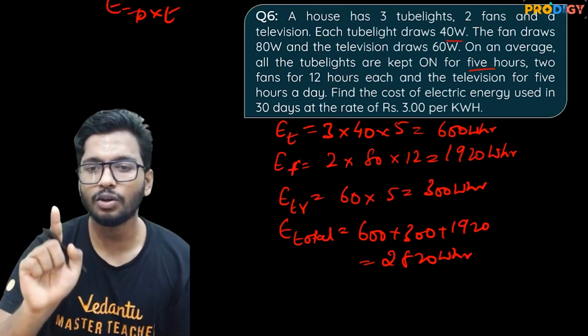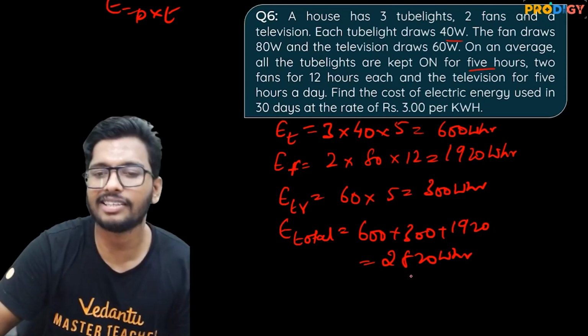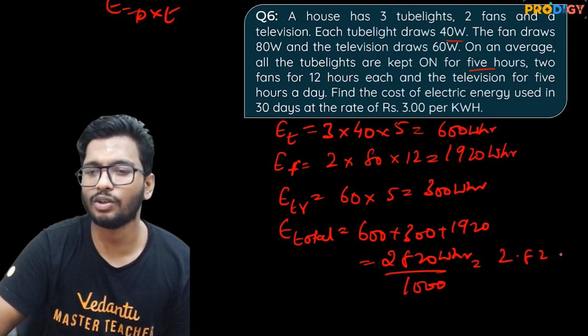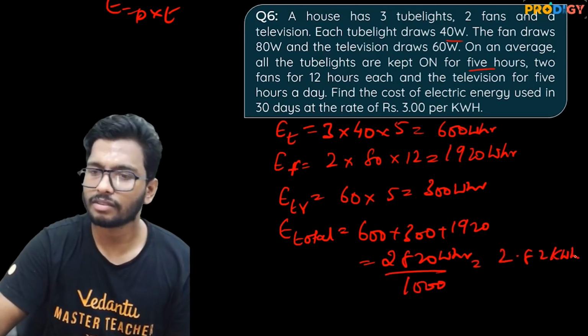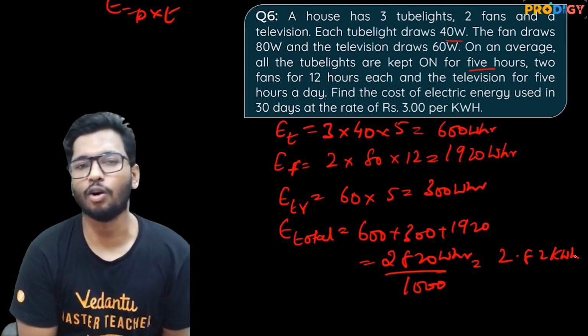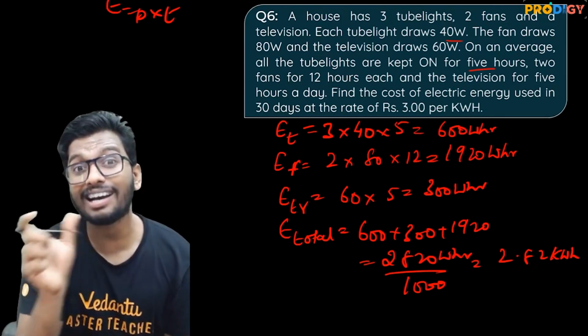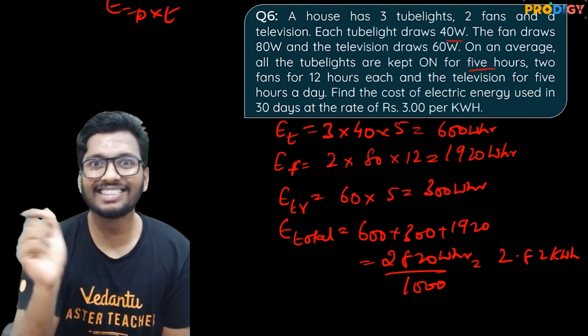First of all, guys, convert it to kilowatt hour. So what do you get? Divide this by 1000. You'll get it as how much? You'll get it as 2.82 kilowatt hour. All right, you'll get it as 2.82 kilowatt hour. Now, people, this is the energy consumed per day. Per day is the energy consumed.